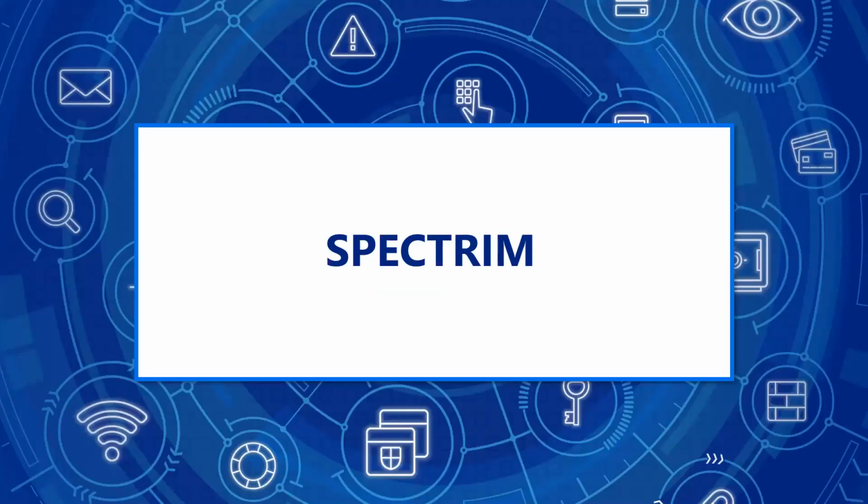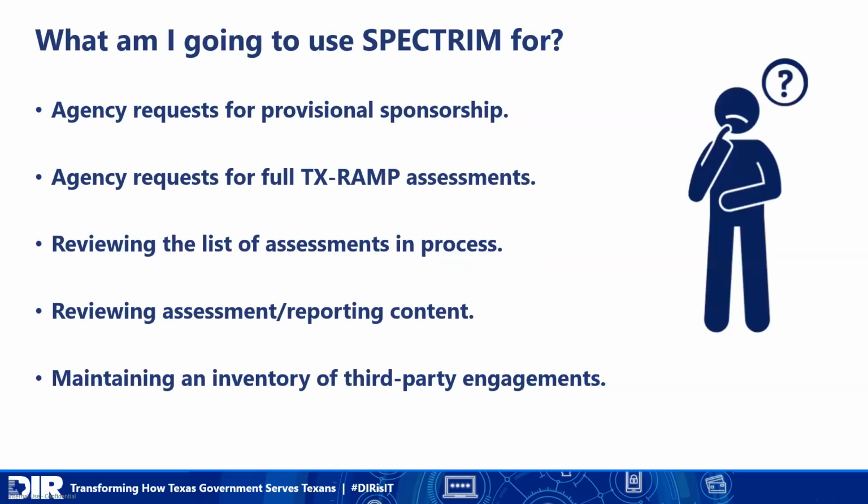All right, so now I'm going to jump into the SPECTRIM components of it. What is SPECTRIM actually going to be used for relating to StateRAMP? The agency request for provisional sponsorship, if you recall that: an agency that has previously conducted a risk assessment on a given cloud service and wishes to sponsor that cloud service for the provisional certification may do that by submitting that notification or request to DIR. That is what the StateRAMP assessment application is there for. And Rayne will show you some more of the details around that.